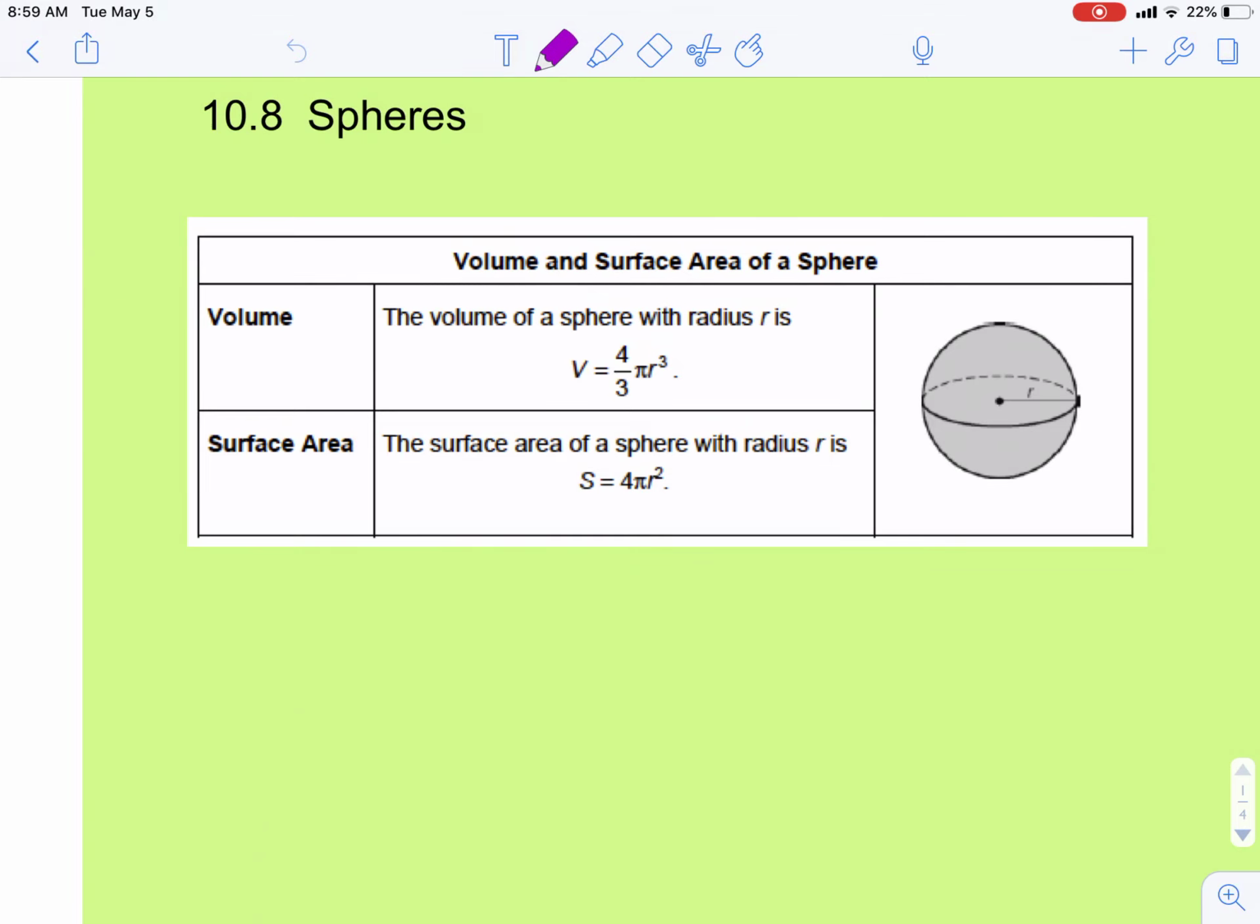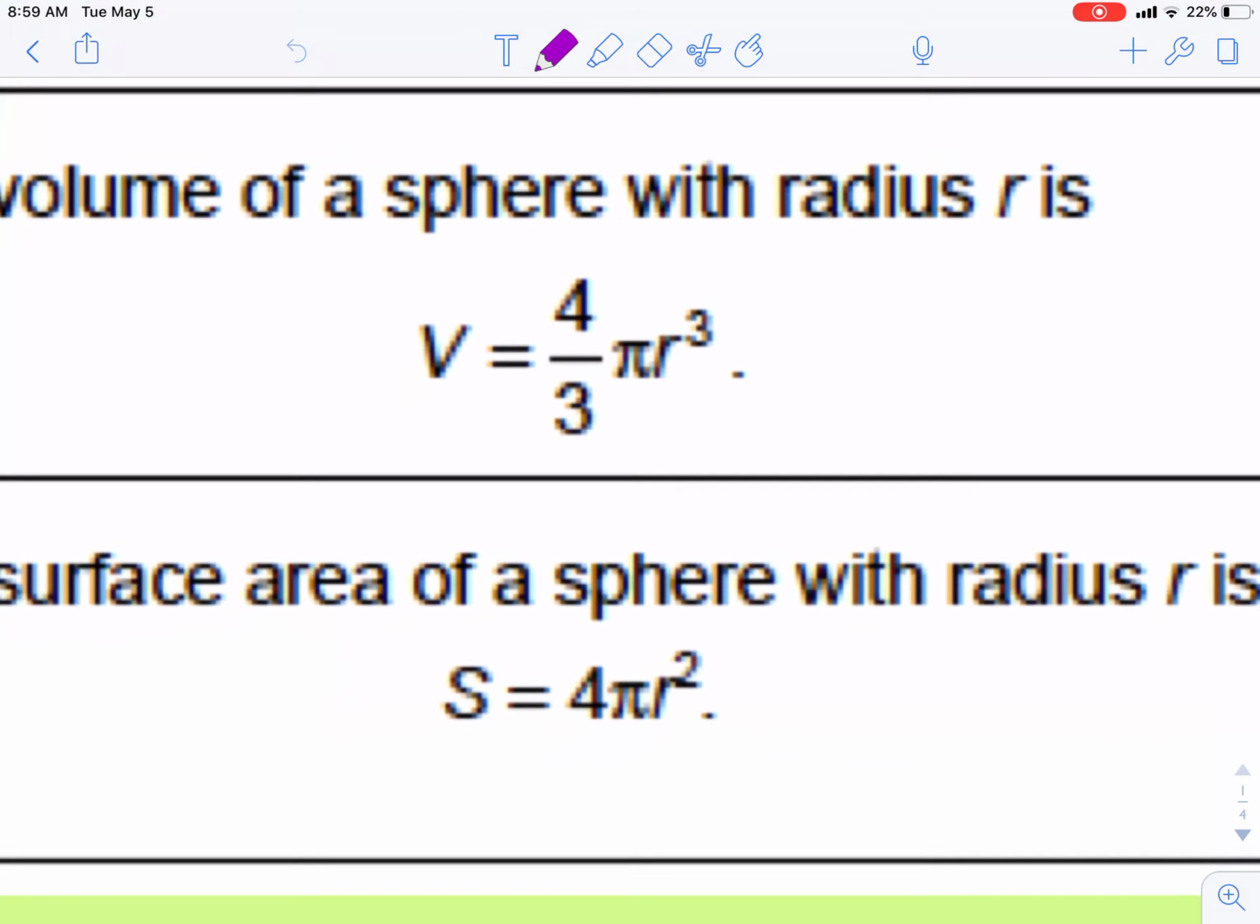Last section here in Unit 10, talking about spheres or a ball. We're going to find volume and surface area of both of these all in one. We're not going to spend a day on each or anything like that. Two pretty simple formulas, volume and surface area. The only thing we need to know is what is that radius. So as we're going through, make sure it is the radius and not the diameter.